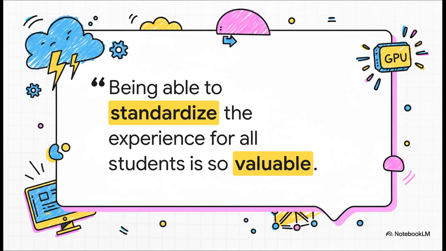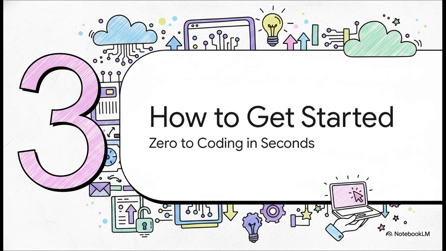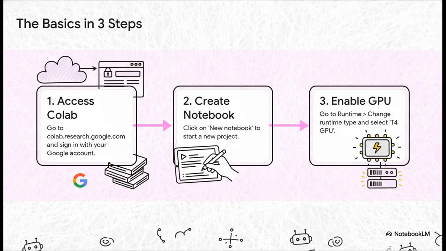Okay, so you're probably thinking, this sounds great, but how hard is it to actually get started? The answer is, it's not hard at all. In fact, you can go from zero to running some seriously powerful code in under a minute. It really is this simple. First, you just head over to the Colab website and sign in with your Google account. Second, you click New Notebook, and boom, that's it, you're in. But here's the magic trick. You go to the Runtime menu, select Change Runtime Type, and just like that, you can switch from a standard CPU to a powerful T4 GPU.